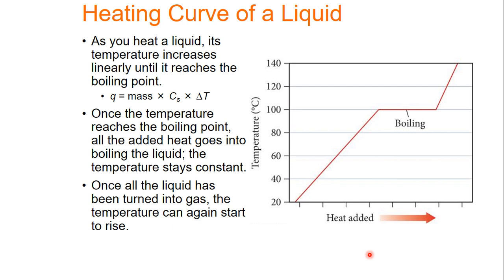Now let's look at a heating curve of a liquid. We learned back in Gen Chem 1 that to heat up a substance, we use this equation where heat, which is Q, equals the mass of our substance times the heat capacity of our substance, Cs, times our change in temperature. So this is water. What happens with water is as we add heat, the temperature of that liquid water will start to increase until we hit the boiling point.